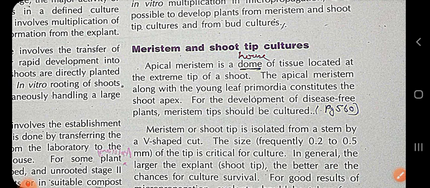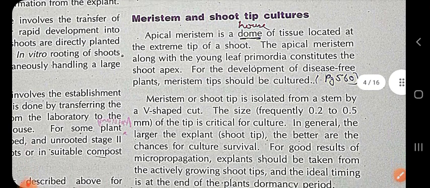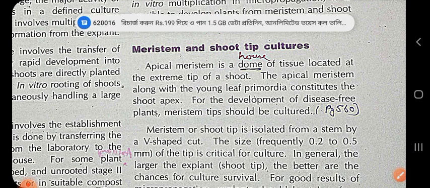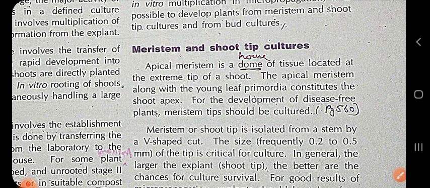Now, for development of disease-free plants, meristem tips should be cultured. As I have already said, they are free from conducting tissues like xylem and phloem, so there is no scope for entry of viruses or other pathogens. The second point is that they are actively dividing, growing cells. They are very metabolically active cells, so there will be no chance for pathogens to get into them and carry out their cell division.